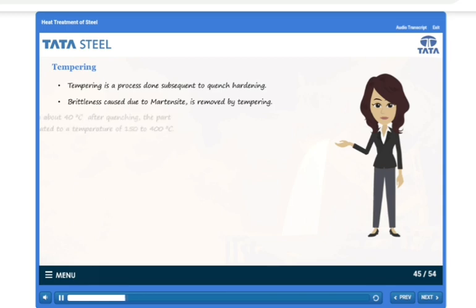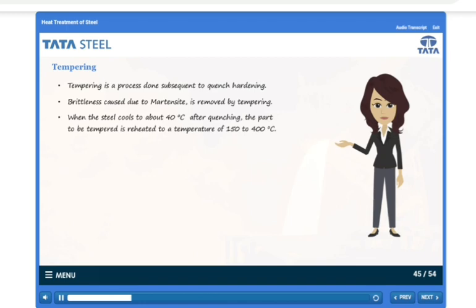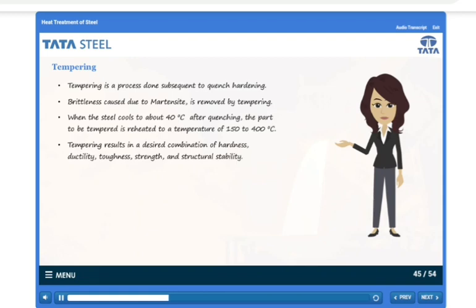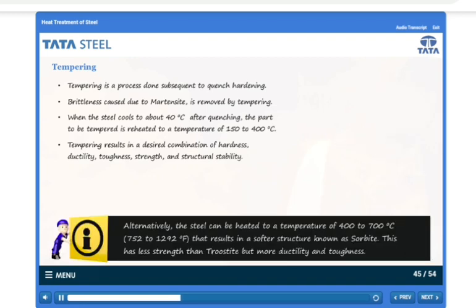When the steel cools to about 40 degrees Celsius after quenching, the part to be tempered is heated to a temperature of 150 to 400 degrees Celsius. In this region, a softer and tougher structure, troostite, is formed. Tempering results in a desired combination of hardness, ductility, toughness, strength, and structural stability. Note, alternatively, the steel can be heated to a temperature of 400 to 700 degrees Celsius. That results in a softer structure, known as sorbite. This has less strength than troostite but more ductility and toughness.